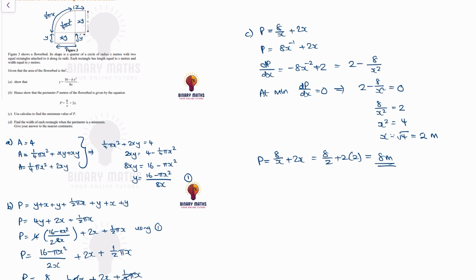Okay, find the width of each rectangle. So use calculus to find the minimum value of p. We've done that. Part D: find the width of each rectangle when the perimeter is minimum.